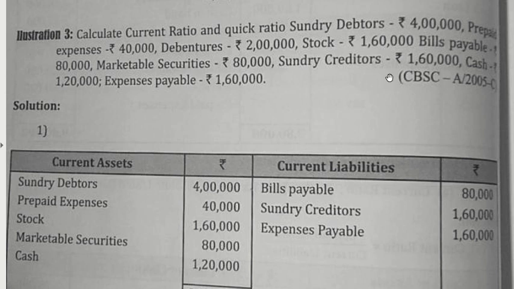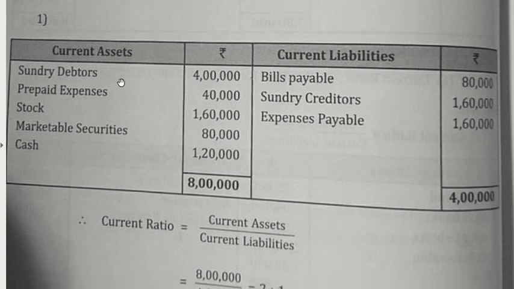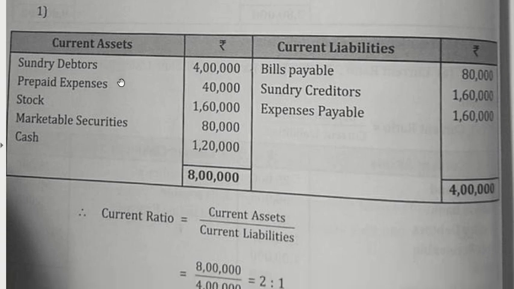Sundry creditors are current liabilities. Cash is a current asset. Expenses payable is your current liability. So you take your current assets and current liabilities respectively. In your current assets you have sundry debtors, prepaid expenses, stock, marketable securities and cash. Total, you get the amount to be 8 lakh. Under current liabilities you have bills payable, sundry creditors, expenses payable. So the total comes up to 4 lakhs.